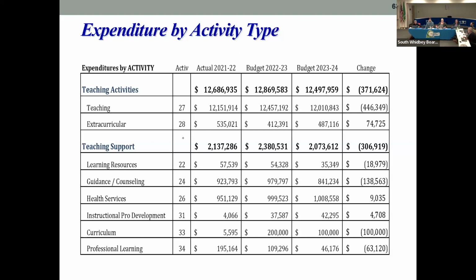We reduced a library aide 3 hours a day, guidance and counselor. With a consolidation of buildings, we have one less counselor position. Health services actually even went up, even though we reduced some things in there. Curriculum, we're budgeting 100,000 for curriculum for next year. This year we had budgeted 200, so we're expecting to spend less money since we did a lot of that curriculum adoption currently. Professional learning, that actually will increase. It's just a transfer of staff time when we get to that point.